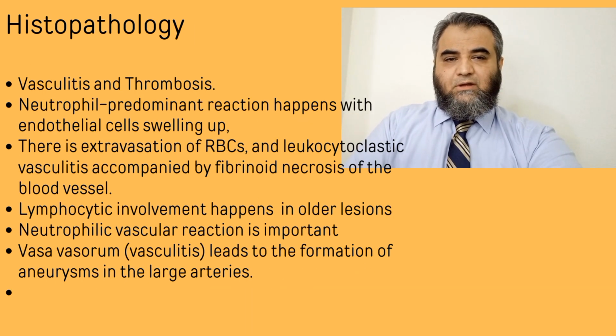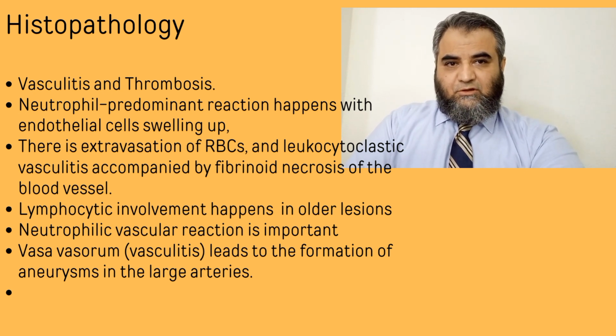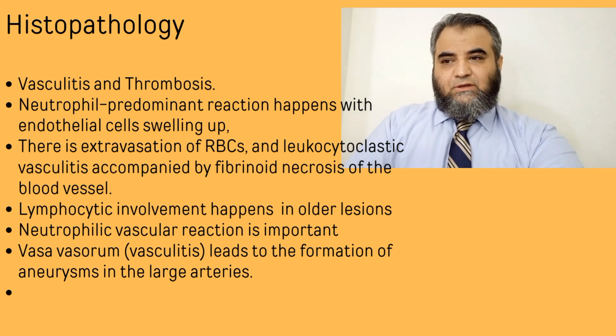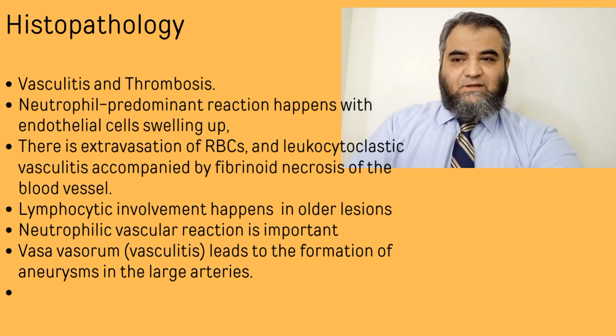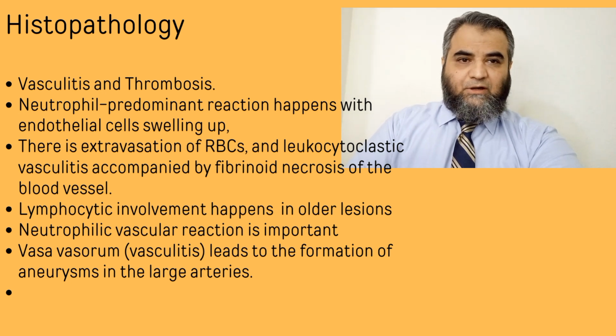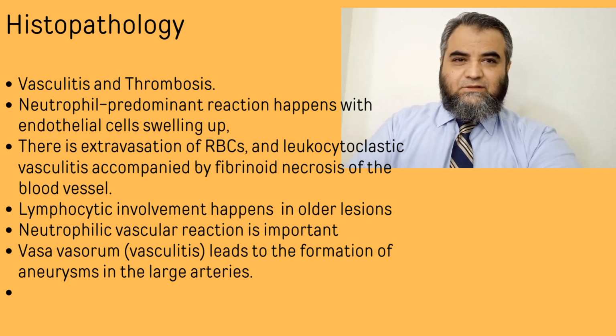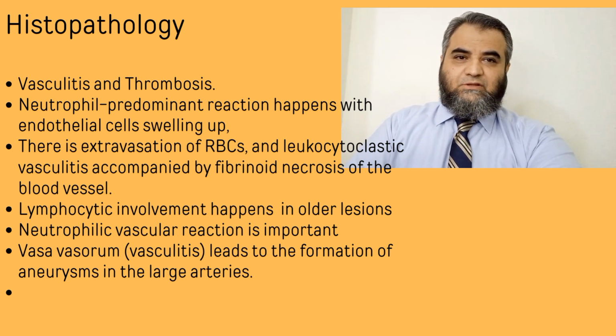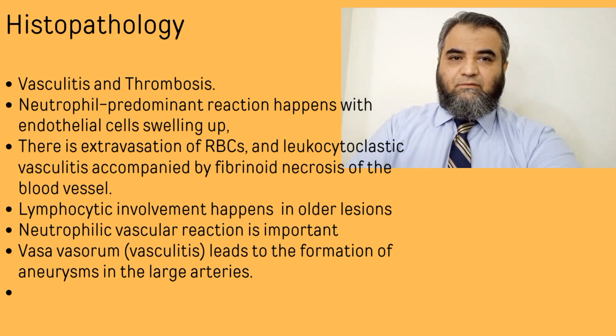Talking about the histopathology, in this disease we know different sections of the blood vessels are involved, and the vasa vasorum is also involved. A neutrophil-predominant reaction happens with endothelial cells getting swollen in the blood vessels. This leads to extravasation of the RBCs and leukocytoclastic vasculitis, and fibrinoid necrosis of the blood vessels happens. Later on in this disease, lymphocytic involvement is also there. So as I mentioned, the neutrophilic vascular reaction is the main culprit causing all this damage. Lymphocytes are usually found in later stages.